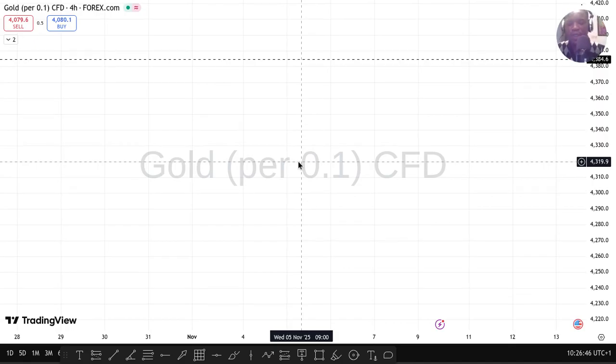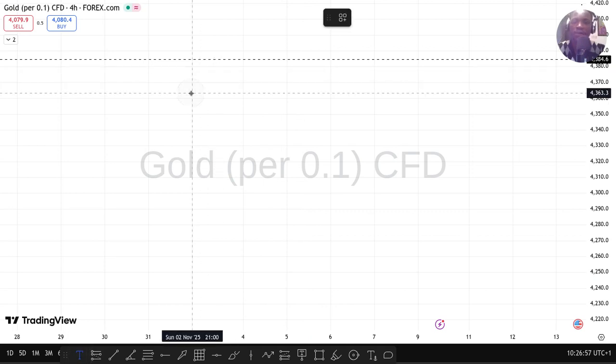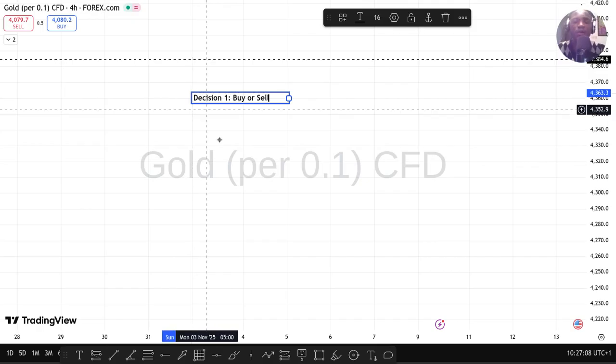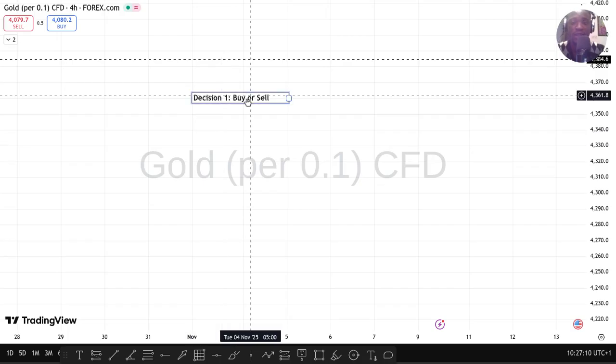And I told you that in the next video, we'll be starting from the first decision that every trader has to make, which is the decision of what kind of trade to take, whether you should be buying or selling. So, decision one: buy or sell. Now, this is just another way of saying directional bias.